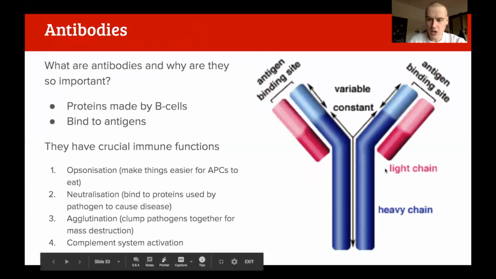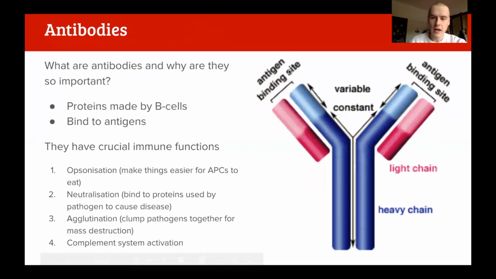So we've got a picture of an antibody here. This is the basic shape they use to describe antibodies. We can see they've got a constant region and a variable region, and two antigen binding sites. Those are the most important things about antibodies, is that they've got sites that bind to antigens.